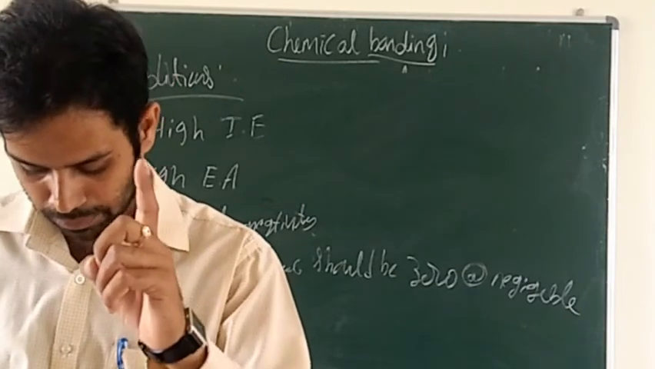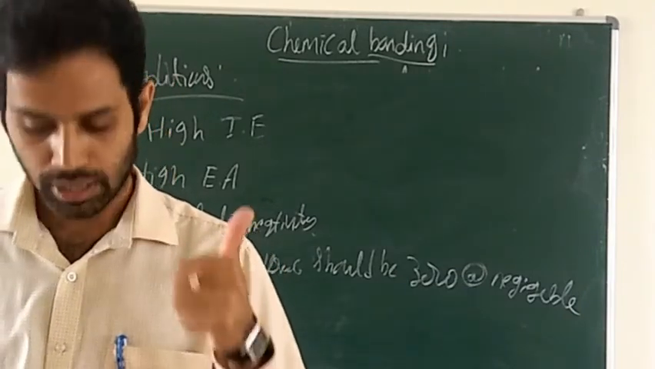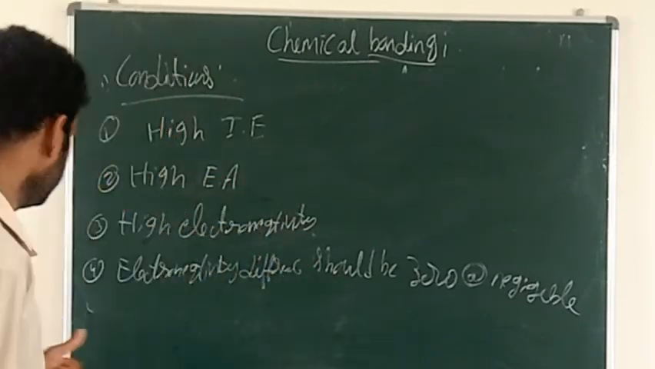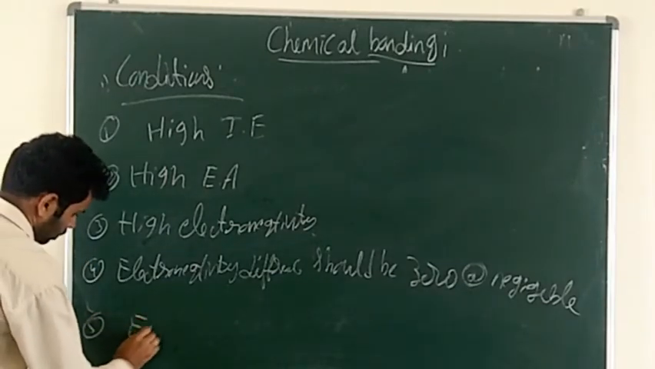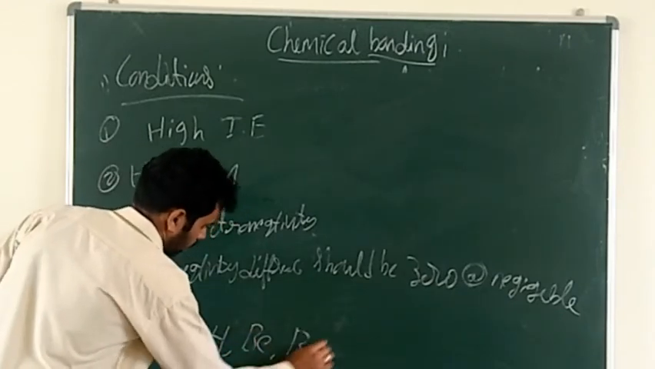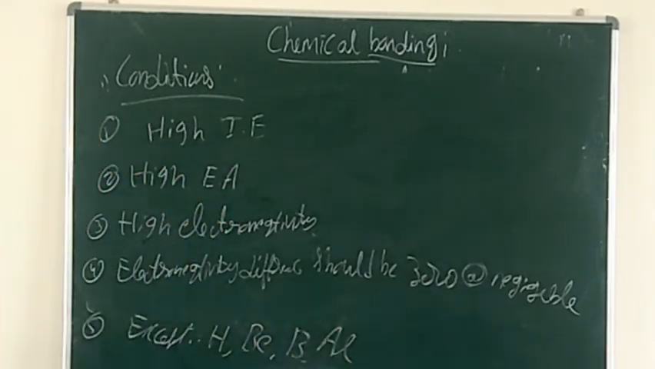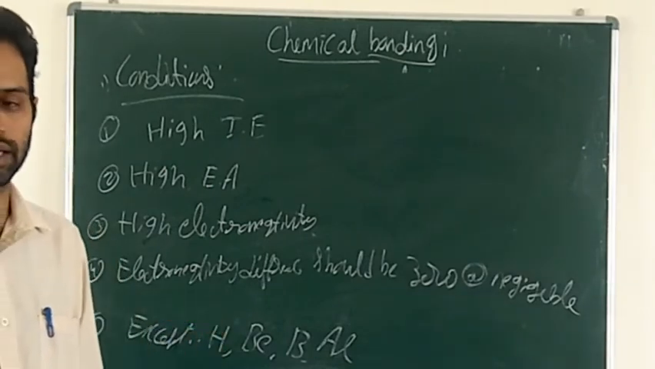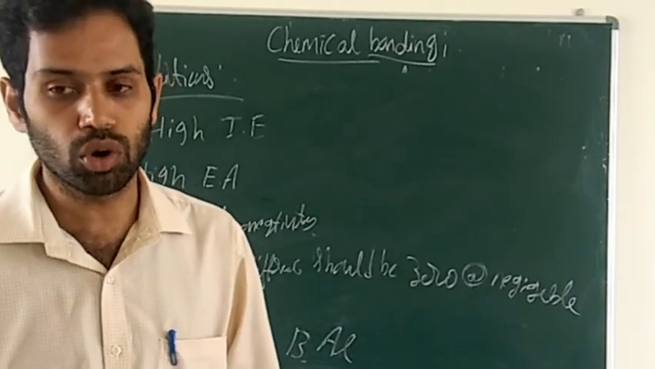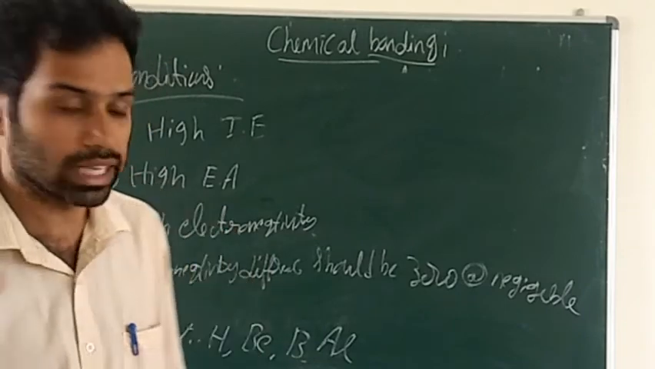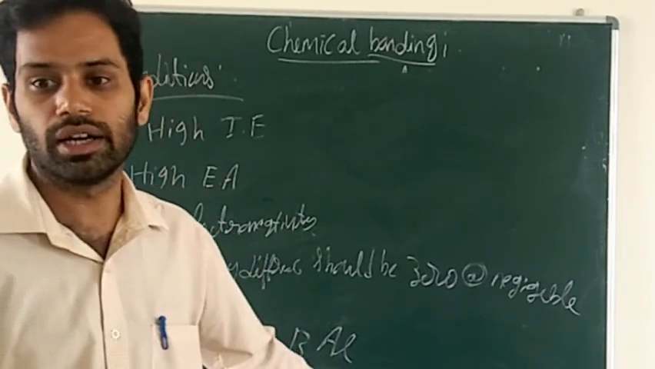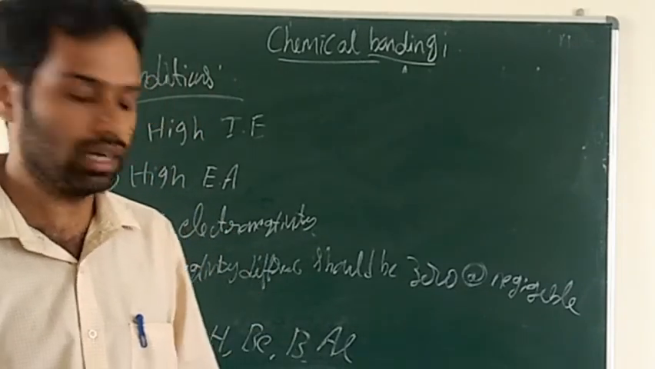Okay, but except hydrogen, beryllium, boron, aluminium. In this case, hydrogen has only one electron, that's why I am telling except. What I told, both the atoms should have 4 or more electrons in their outermost shell. But in case of hydrogen, it is not possible. Even though it is a non-metal, it has only one electron. Atomic number only 1, so it has only one electron.